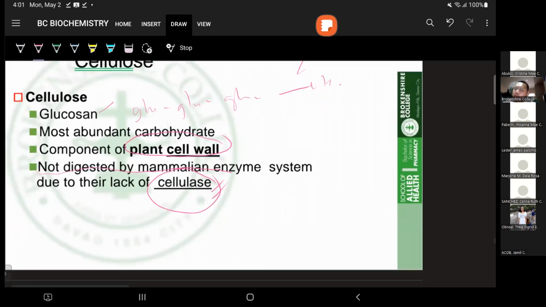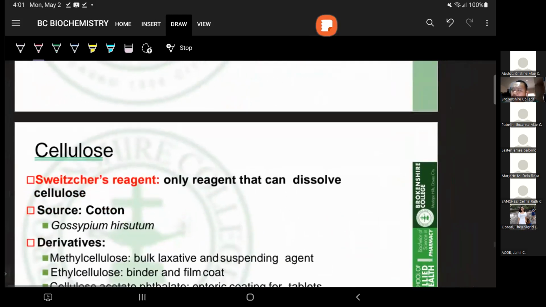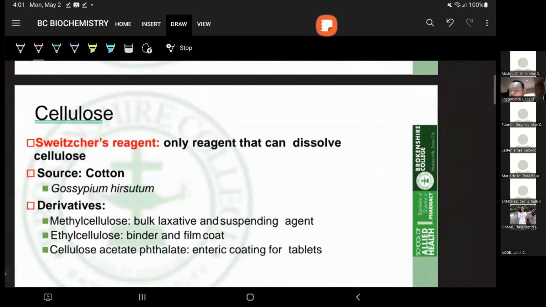Okay. Let's proceed now to the... still in cellulose pa rin tayo, no? Meron tayong tinatawag na reagent. The only reagent that can dissolve or can break down cellulose is what we call your Schweitzer's reagent. Schweitzer's reagent is a laboratory reagent that could break down cellulose to glucose.